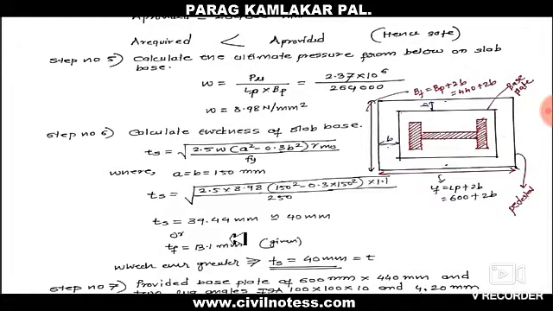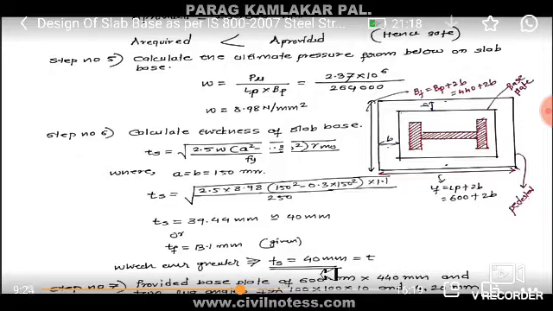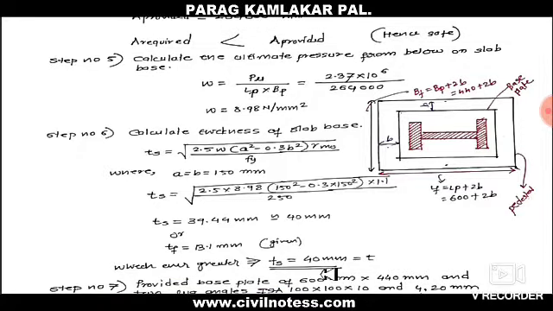Now, t_f is given as 13.1. If we are not able to calculate these values, you can take 13.1 as a given value. Whichever value is bigger, you need to take it as the thickness. So the thickness of the slab base is 40 mm, which is called t.